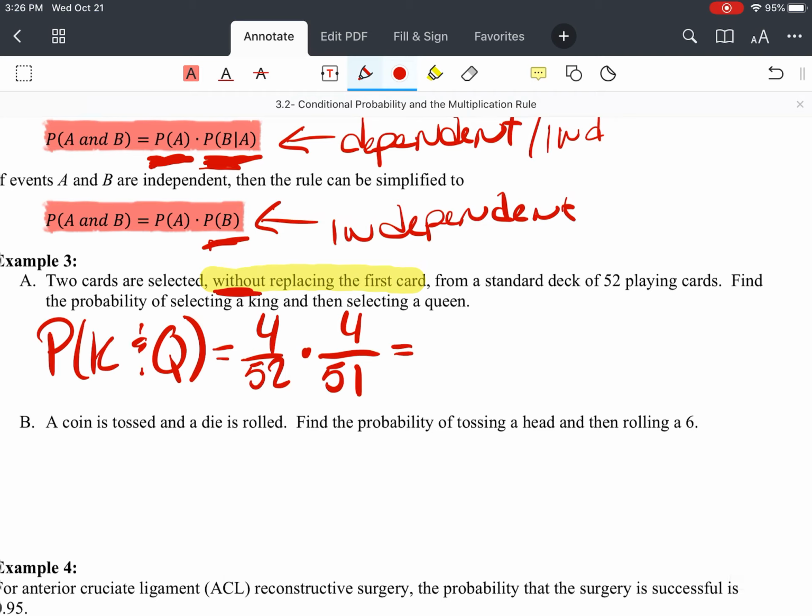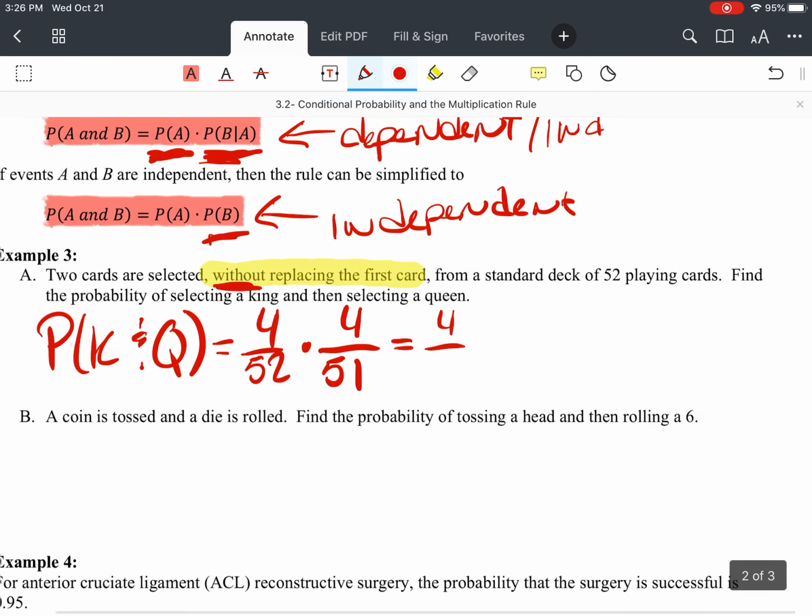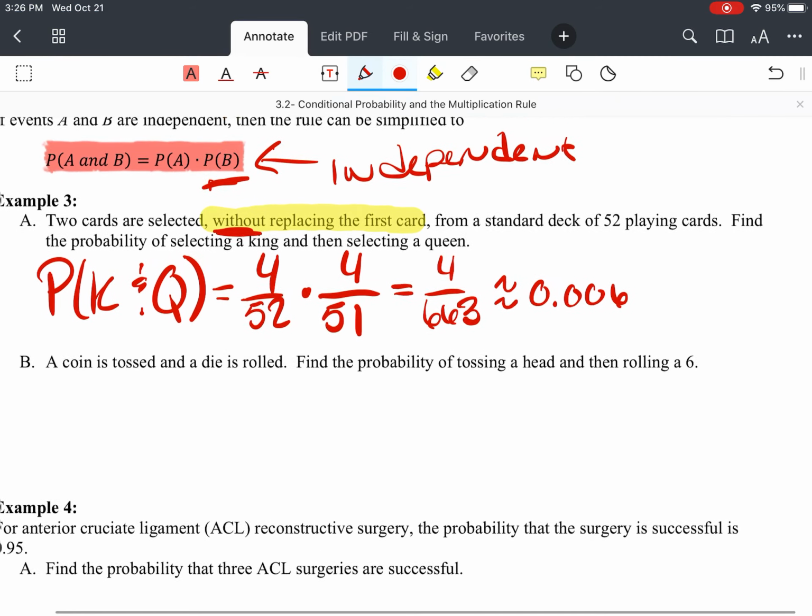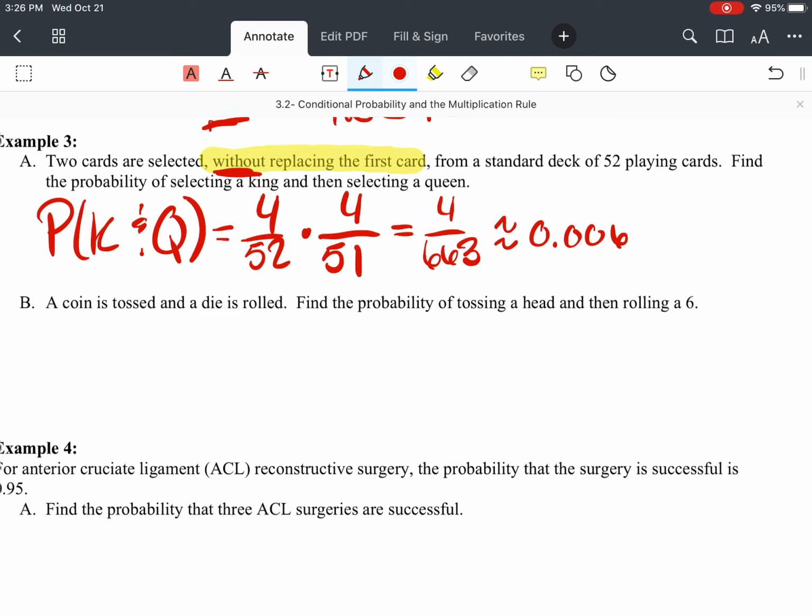Okay, and so when we simplify this, we get 4 out of 663, which is approximately 0.006, or about 0.6% chance that we'll draw a king and then a queen. Okay, so let's go ahead and take a look at this next one. So that was without replacing, so they were dependent on each other. Let's take a look at part B.